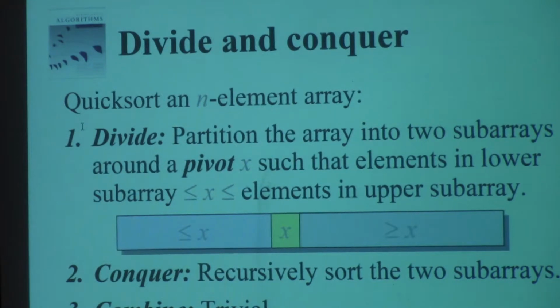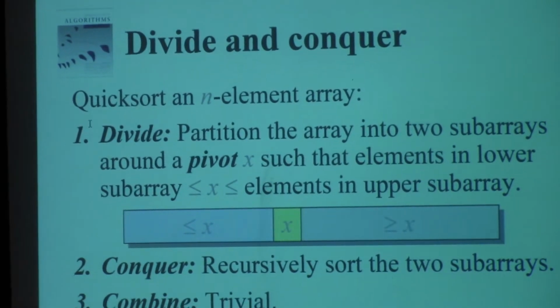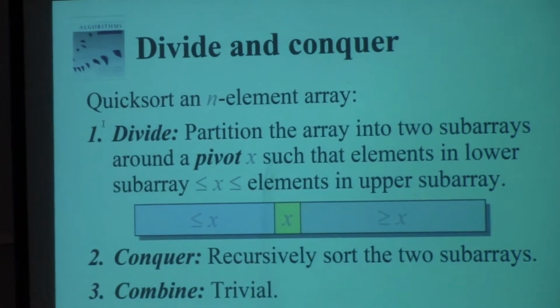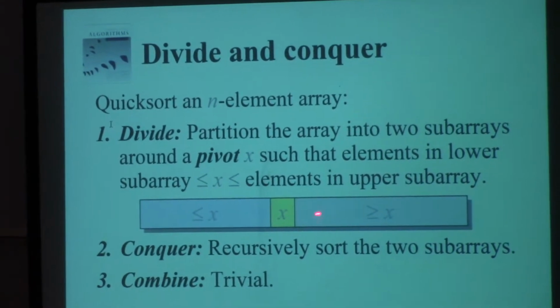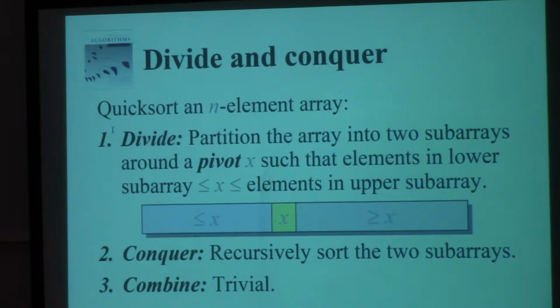The probability that it goes anywhere in the array is equally likely. So the probability is going to be equally likely here, here, here, here. So the probability is extremely high that it's not going to go in the middle.